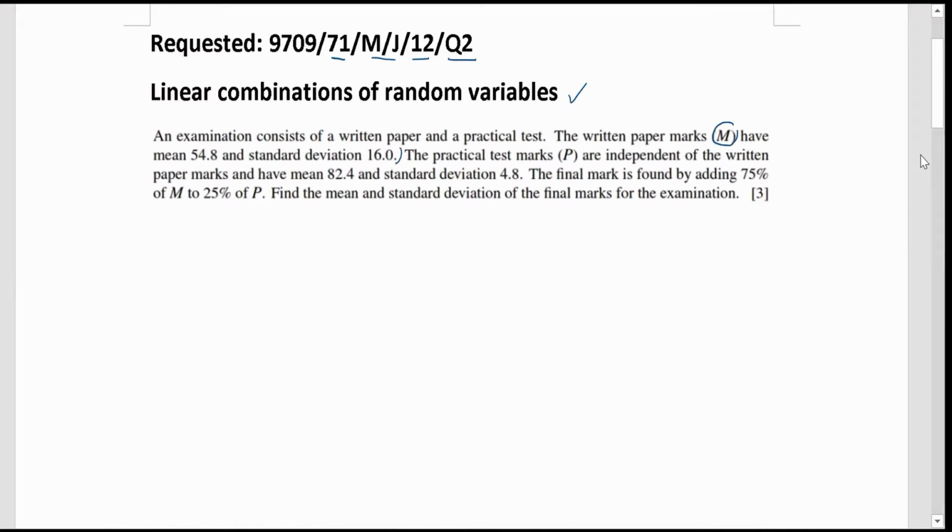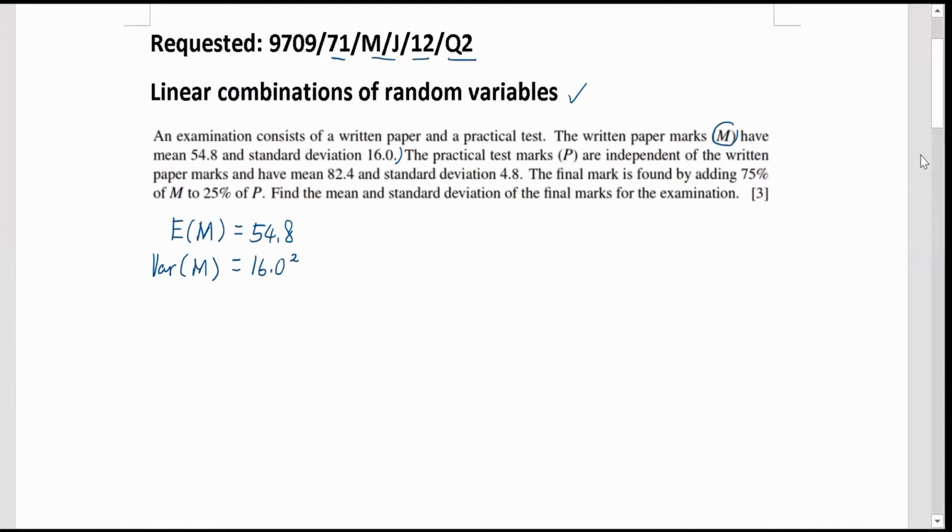For the first sentence here, the info given so far is the mean of capital M, which stands for the written paper marks, so 54.8. And the standard deviation. Instead of the standard deviation, I will write down the variance of the written paper marks. I will explain why later. 16.0, which needs to be squared.